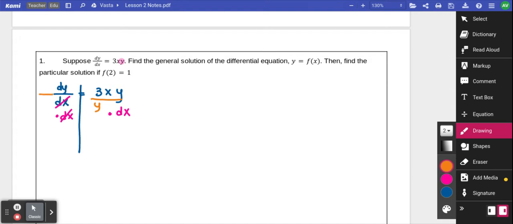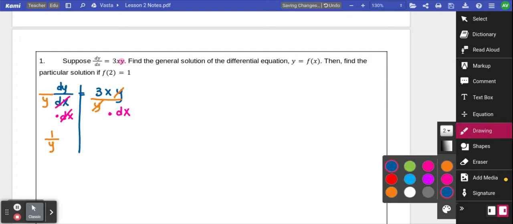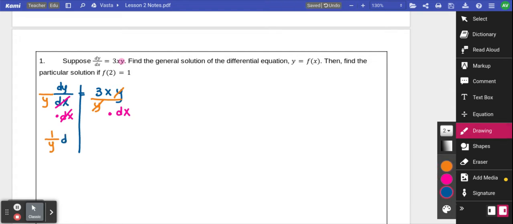Now that's going to cancel the y on the left, and it's going to make me have 1 over y on the right. So my new separated equation would be 1 over y times dy, and I'm going to have 3x times dx. So by doing that, I have separated the y's on the left-hand side and the x's on the right-hand side.